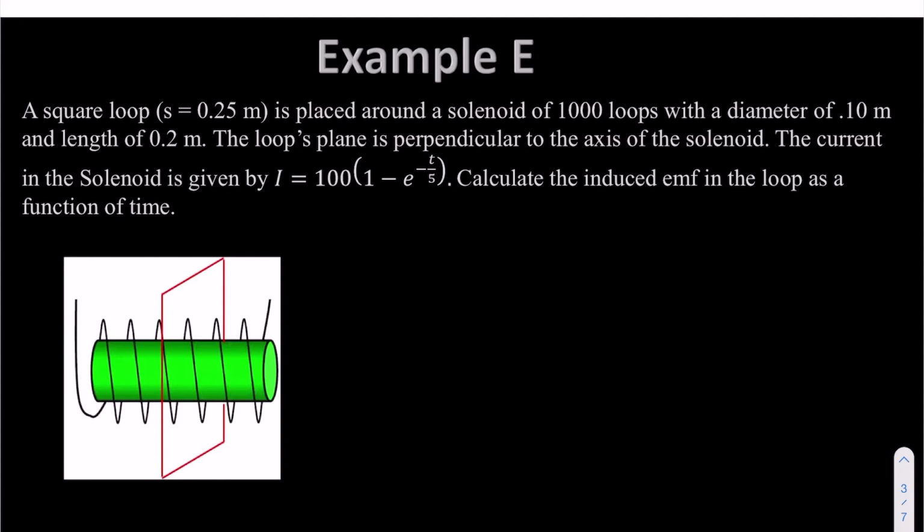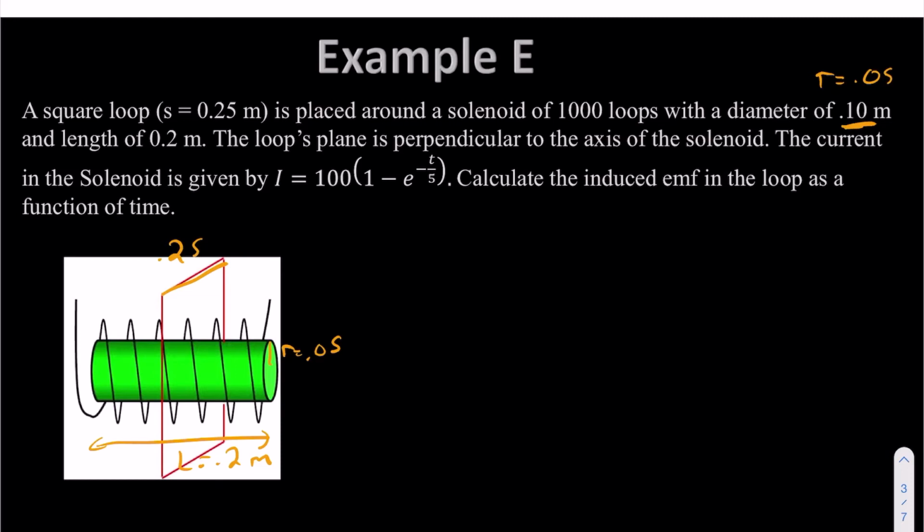Example E is a calculus-based question. So we have a square loop, side length of 0.25, and it encircles a solenoid with 1,000 loops, a diameter of 0.1, so a radius little r of 0.05. And the solenoid has a length L of 0.2 meters. The square loop's plane is perpendicular to the axis of the solenoid. That just means that there's no cosine theta to worry about. The flux goes straight through, no angle involved.